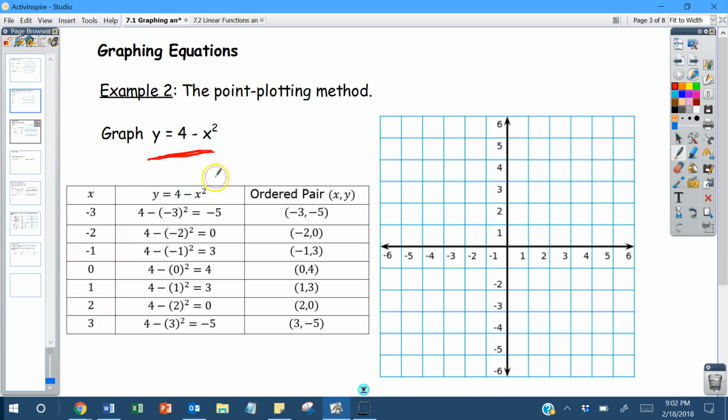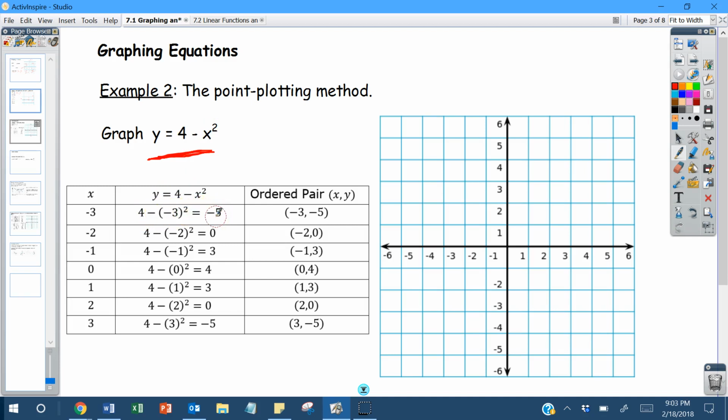And then to get the y, so these are my x coordinates. When I look at my ordered pair x, y, these are my x coordinates. I just made them up. I picked them. Now, I don't get to pick the y coordinates. I get to use this equation to find out what the y coordinate is. So for each one of these x values, I'm going to plug in x for x. So here I'll plug in -3 for x. So that's what I did right here. This says I take 4 and subtract x squared. Here I'm taking 4 and subtracting -3 squared, and that gives me -5.